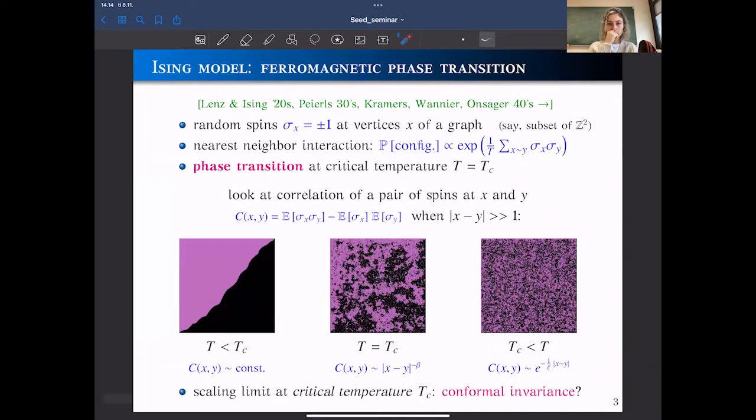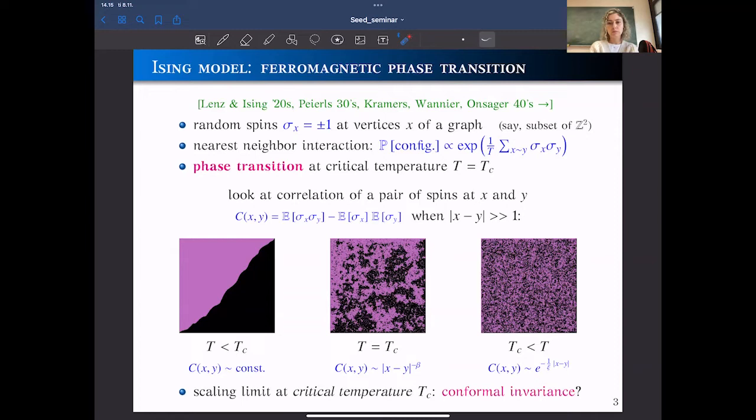So the Ising model has these random spins, which are plus or minus 1, or up or down. Each vertex x has a spin. The colors here are purple and black. The probability of a configuration is given by some formula where you have a next-door interaction between the spins and some parameter. That's the important part, really.